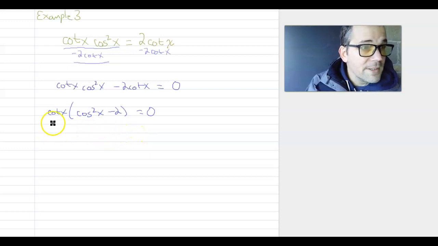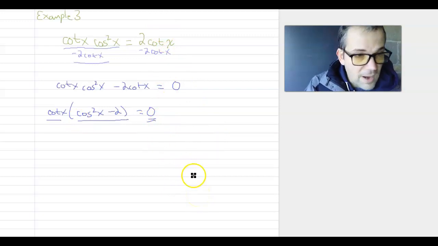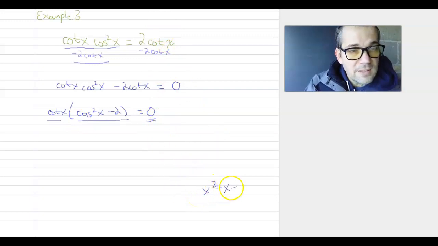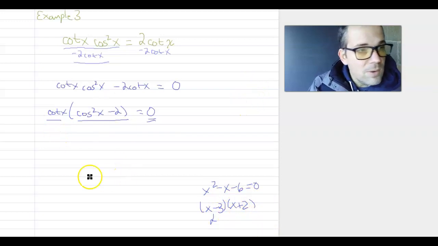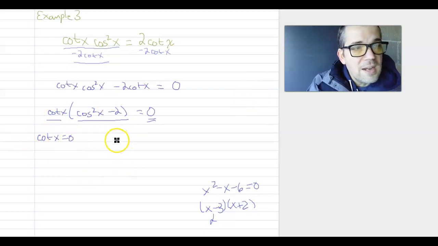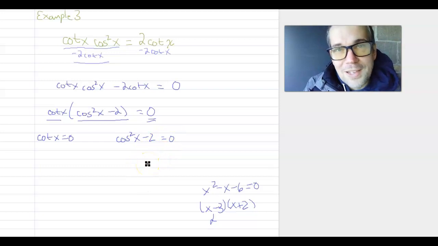And what happens is we have something times something else equals 0. So just like when you guys were Algebra 2 students and you had to solve the equation x squared minus x minus 6 equals 0, and you factored it into (x minus 3)(x plus 2) and set each part equal to 0 and solved it, that's exactly what we're going to do here. I need to figure out when the cotangent of x equals 0, and I need to figure out when cosine squared of x minus 2 equals 0. And these both have their own little obnoxious things about them.